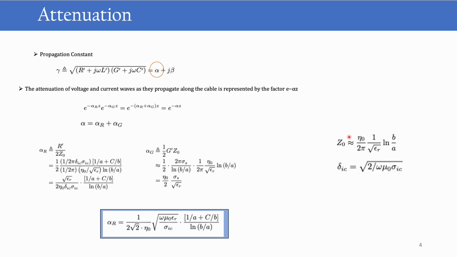To find out at what value of z0 the attenuation will be low, we have to find the parameters like a and b of the coaxial cable where it will be low. We can see that only alpha r has that dependency on b and a. Alpha g does not have any dependency on b and a. So to find the lowest attenuation, we have to consider only alpha r. Now we are going to consider alpha r, that is, the attenuation offered by the resistance, to find out at which characteristic impedance it becomes very low.